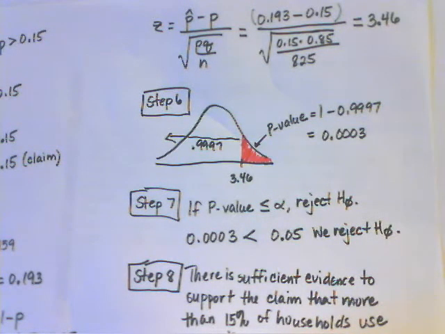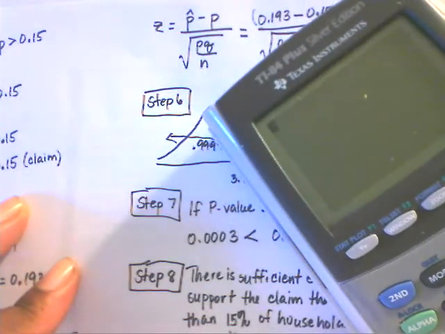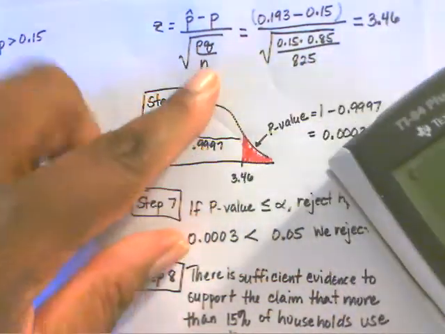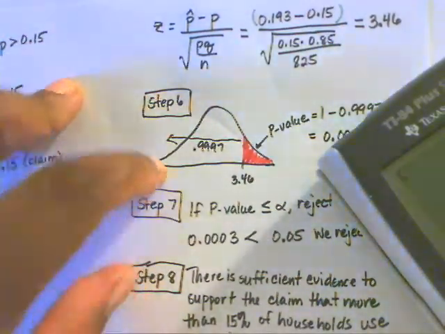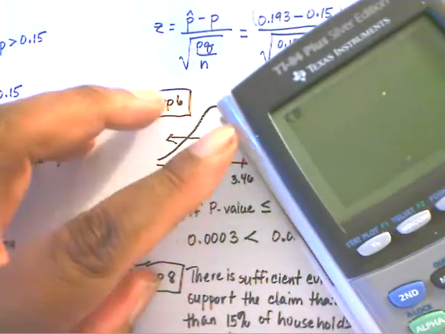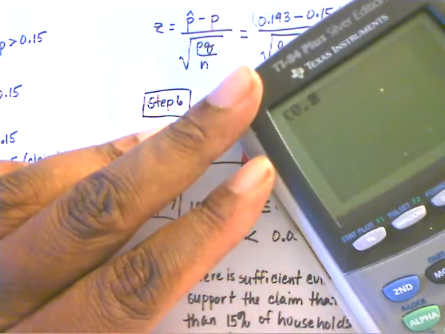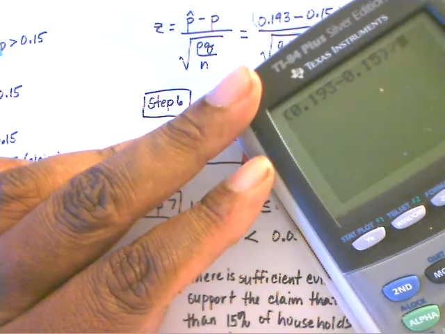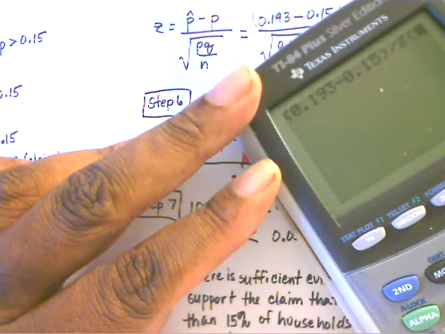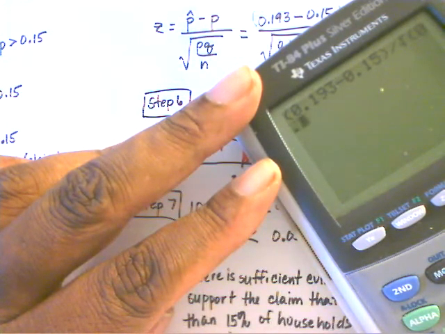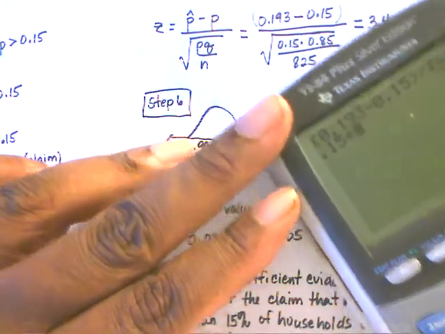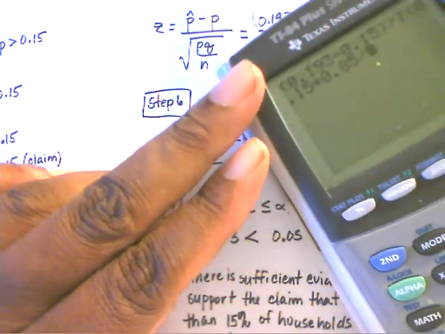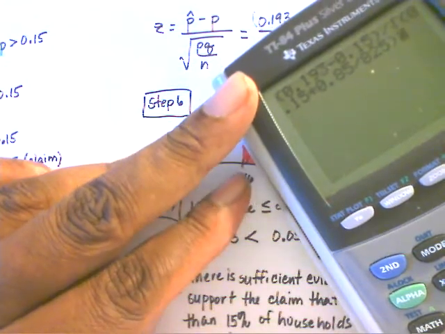In this case here, I'll go ahead and bring up the calculator so that you can see how this is going to be done. All right, in this case here, you need to put the numerator in parentheses. And if you notice, I've already put the parentheses here. That's to let you know that when you do this in the calculator, this needs to be in parentheses. So here we're going to have 0.193 minus 0.15, and then we close the parentheses. Then that's divided by, and then second, x squared for the square root. P is 0.15 times Q, which was 0.85, divided by 825, close parentheses. And then you're going to hit enter.